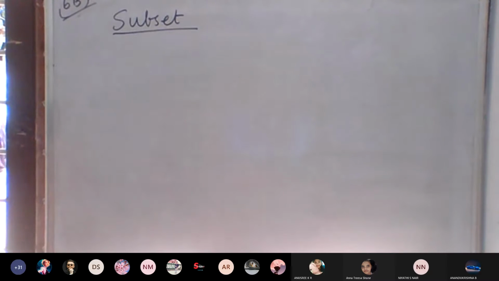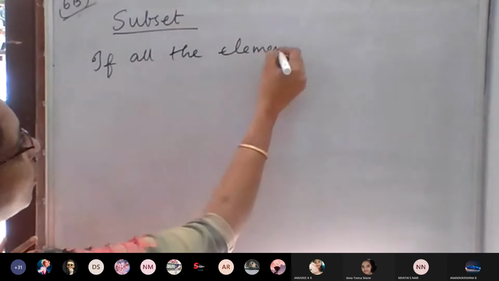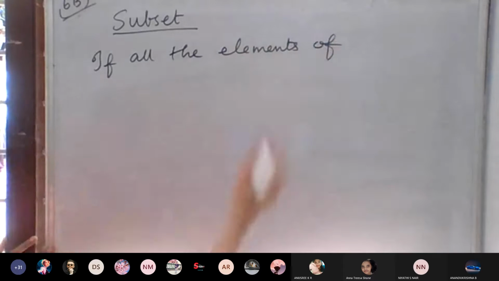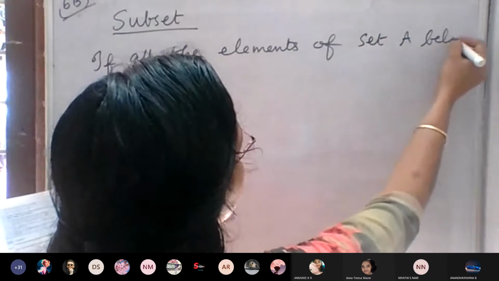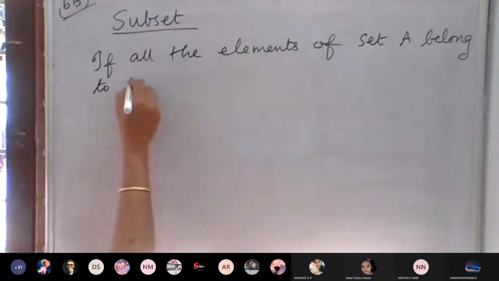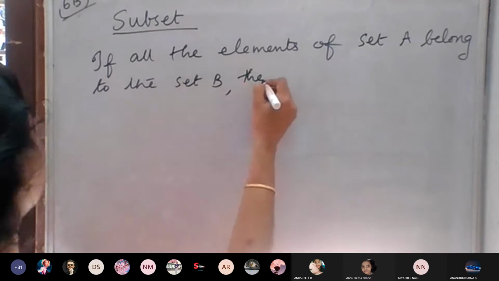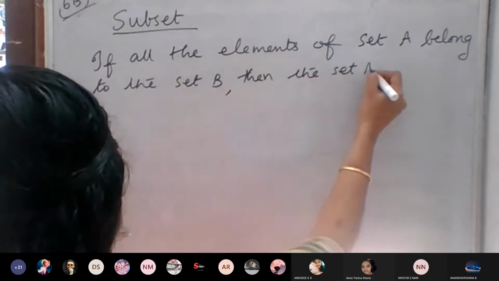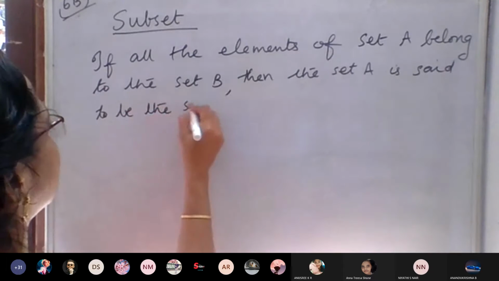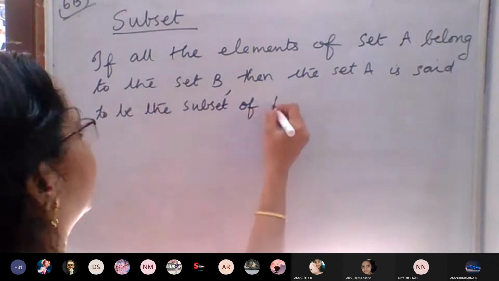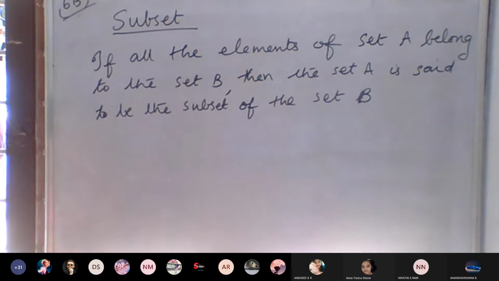If all the elements of set A belong to the set B, then the set A is said to be the subset of B.